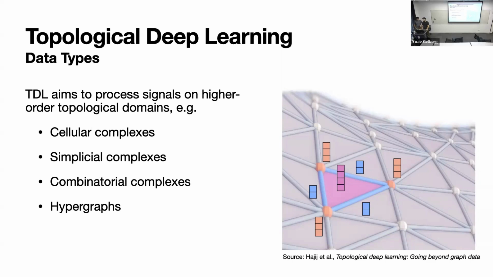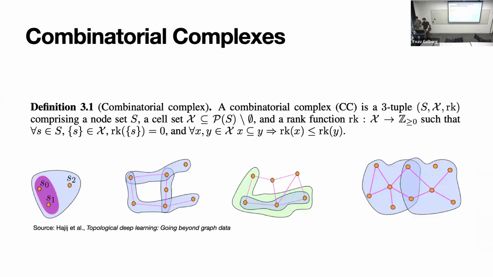And like I said, topological deep learning is applied over a variety of data types. The most common examples are cellular complexes, simplicial complexes, combinatorial complexes, and hypergraphs. Here we're going to be focusing on combinatorial complexes, as this is the most general data type out of the four, and it's fairly straightforward to explain. So we can think of a combinatorial complex as a generalization of a graph. It also has nodes like graphs, but now rather than edges, it's going to have cells.